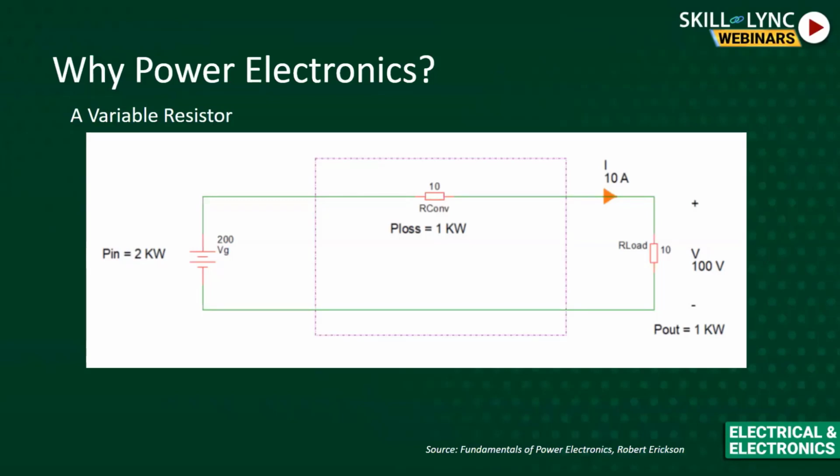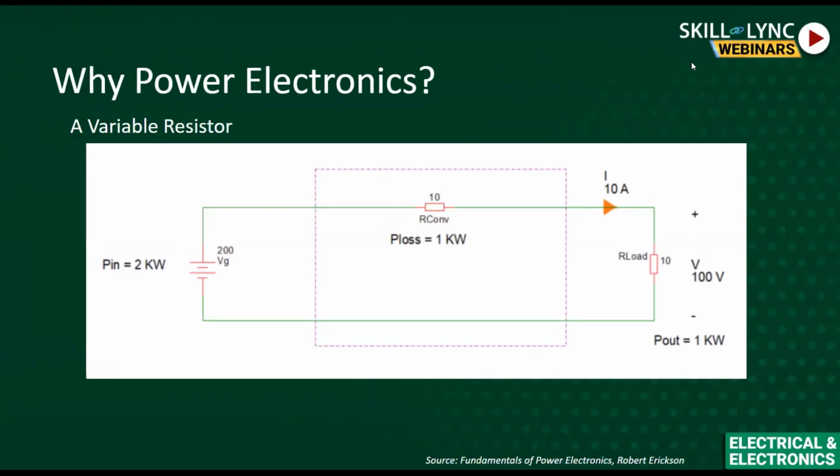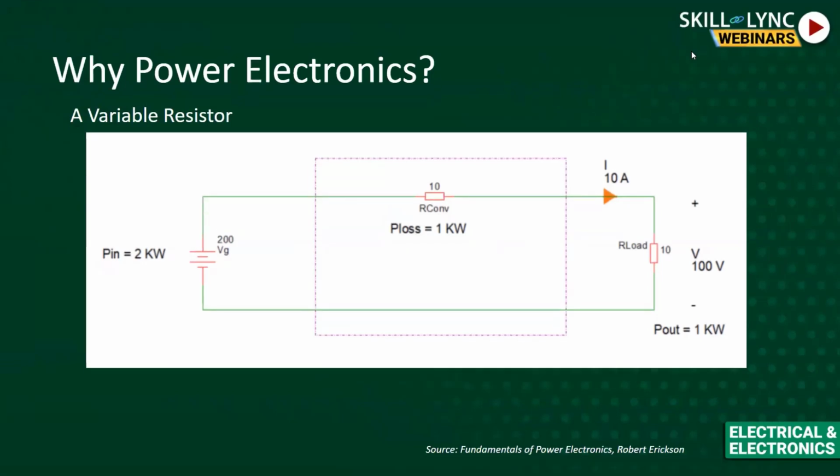What is important here is you must note I should supply the input power as 2 kilowatts to get the output power of 1 kilowatt, whereas the loss here is 1 kilowatt. So half of my power is being wasted in the resistor in the form of loss or heat, right? This is a variable resistor as shown in this picture, but of course I have maintained it as 10 ohms.